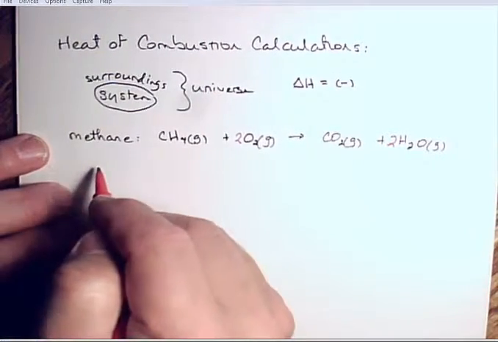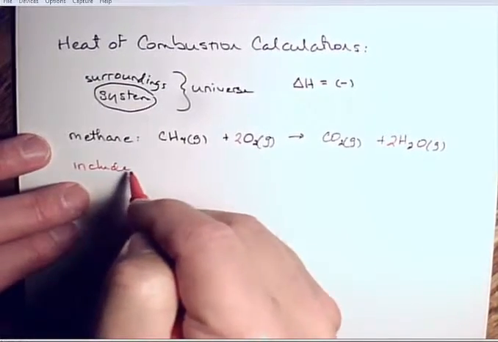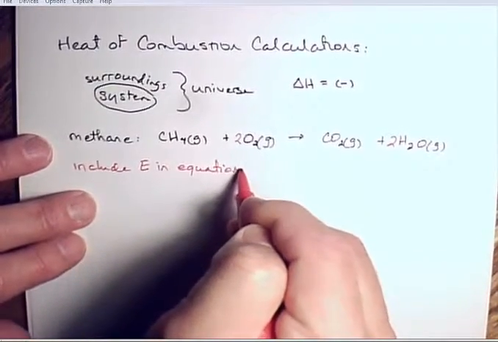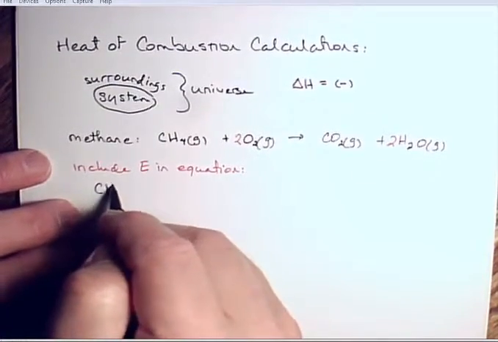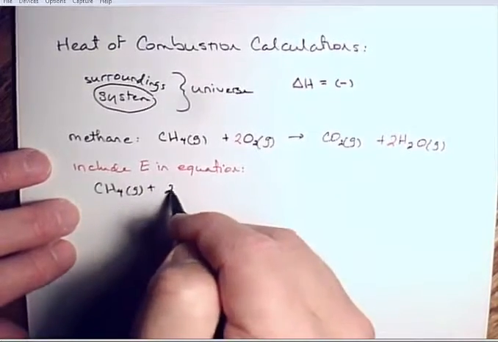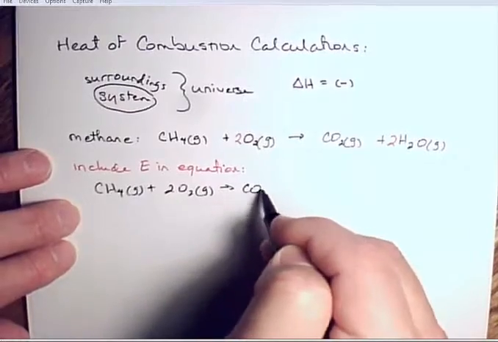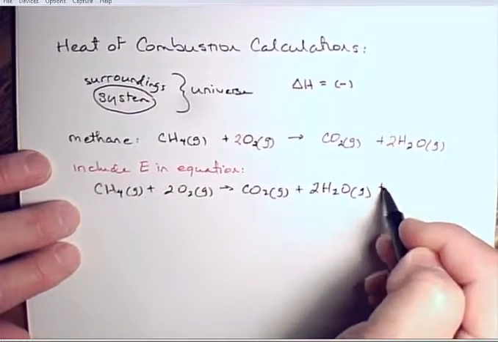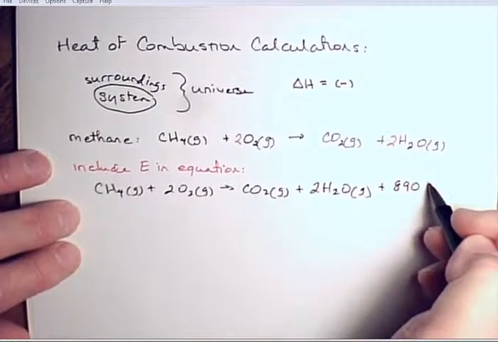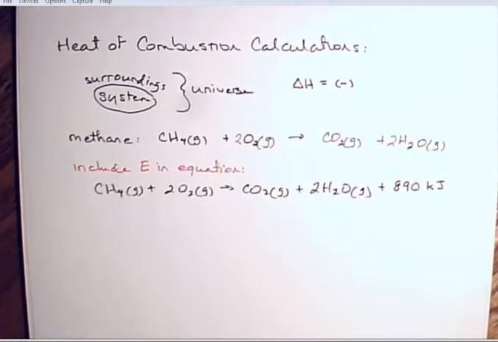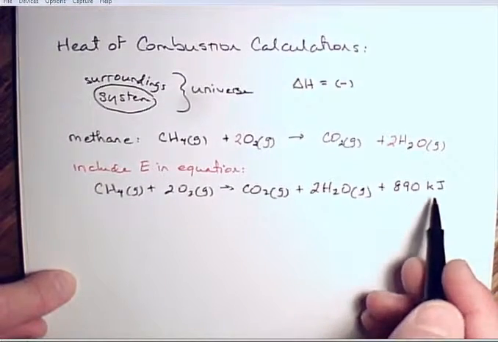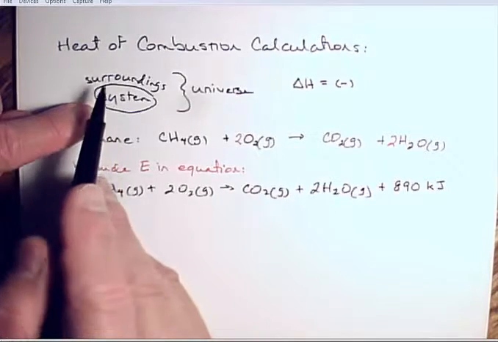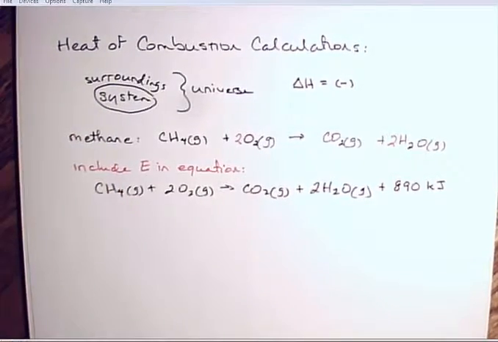So, if I include energy in the equation, it would look like this. If it's in the equation, this is what's happening in the surroundings, not in the system. System, surroundings, energy moves from one place to the other, but you can't get rid of energy. One of the thermodynamic laws of the universe. Okay?